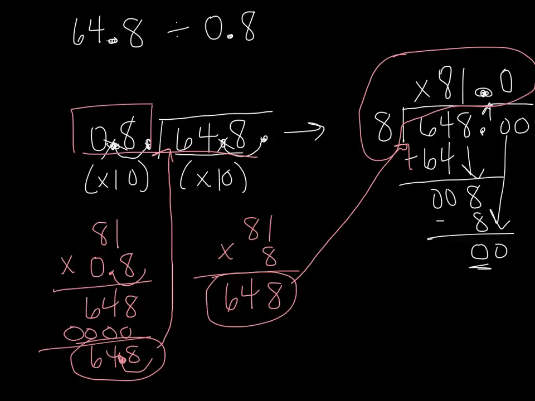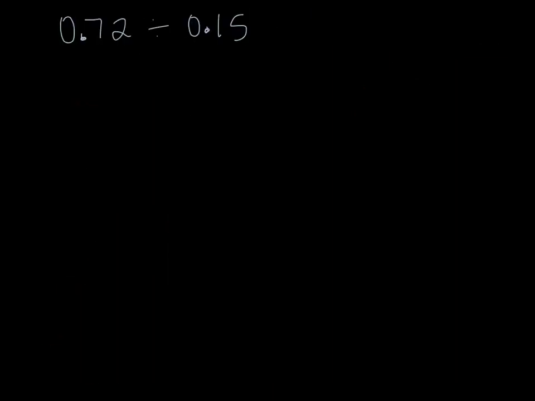So using a power of 10 helps me move the decimal, and as long as I move the decimal the same number of times on the outside number as I do on the inside number, then my answer for the problem should be the same. So 64 8/10 divided by 8/10 is equal to 81. Let's try one more example together. Here I have 0 and 72 hundredths divided by 0 and 15 hundredths.